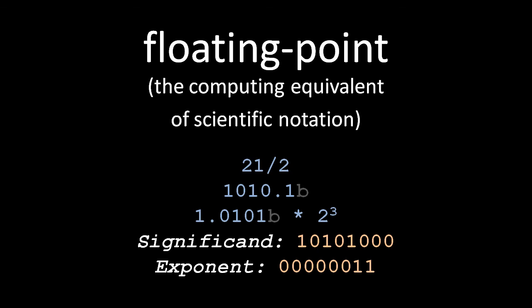So assuming we are using 8 bits for the significand and 8 bits for the exponent, it would look like this. The significand gets transcribed into its bits, whereas the exponent is expressed simply as an integer.